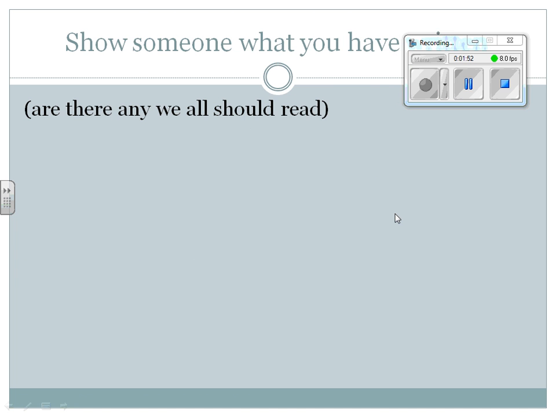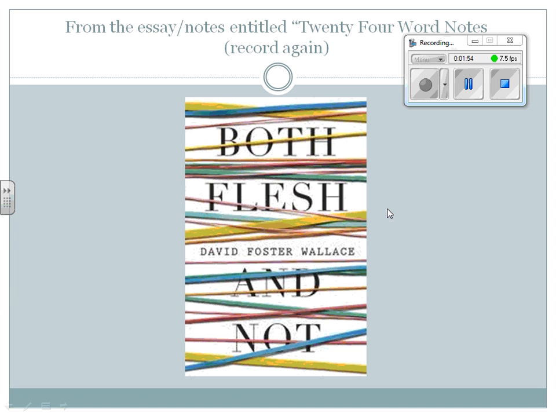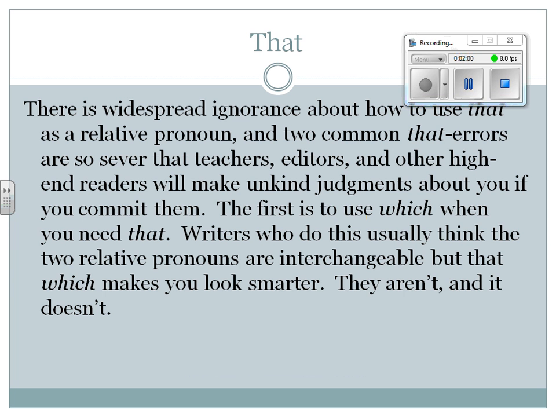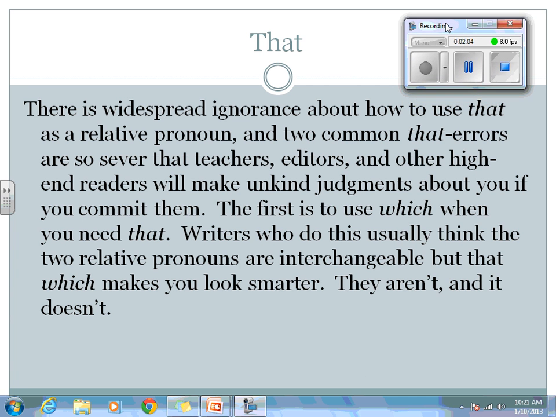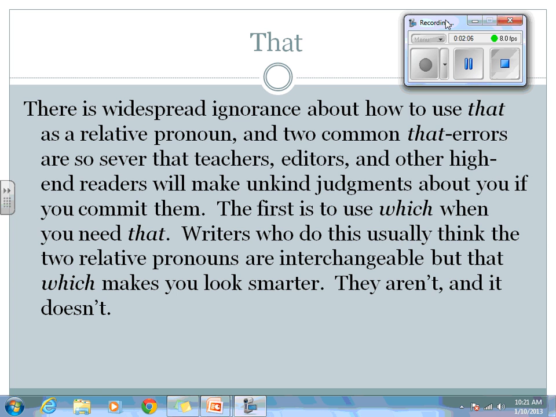Yep, and then, oh, we're good. So this is the book that I'm going to be quoting from. So here's Wallace in his entry. This is one of several entries. I mentioned that he has an entry about the oxymoronic words, like big. This is his entry about that and which.